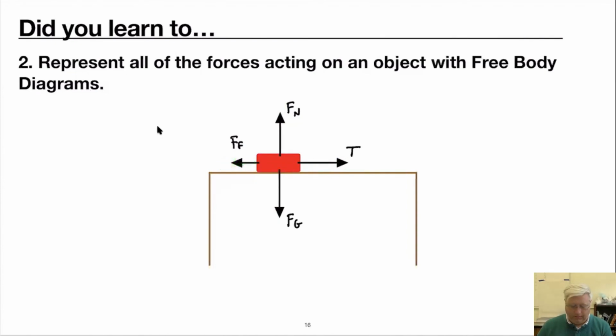And so if you are pulling it and it is moving, well, then this would be kinetic friction. And if you were pulling on it, maybe you put a lot of extra weight on it and you really tried to pull it and it wouldn't move, well, there'd be some static friction keeping it from moving. So we would label this FS.